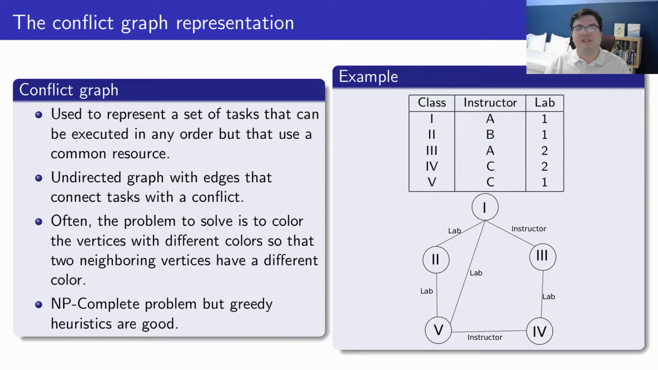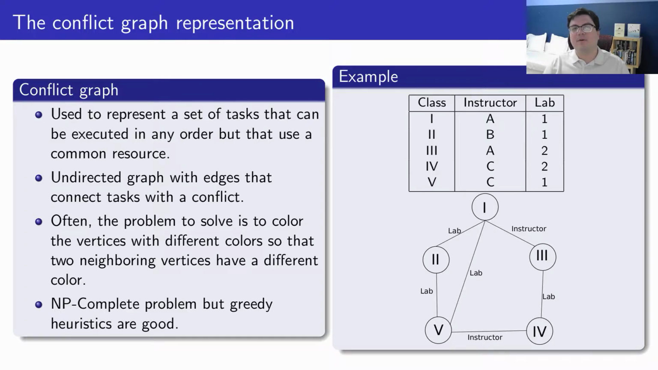A classic representation of parallel applications is the conflict graph. This representation applies when the tasks of the application can be executed in any order, but there are tasks that cannot be executed at the same time. This is typical in applications where two tasks may need a common resource which cannot be shared.